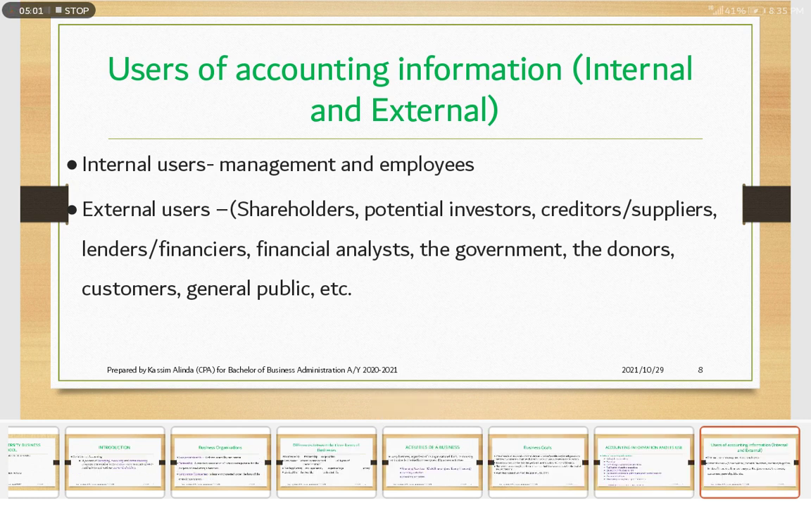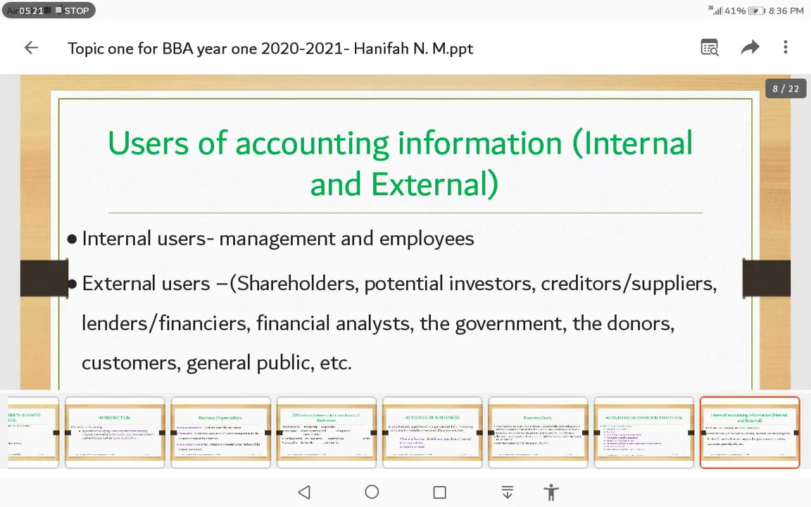Moving to another slide, we have the users of accounting information, the internal and the external. With the internal users, we have the management. They are interested in the financial position, to know if there is a loss or a profit. Then we have the employees, who are interested in the financial position to see their job security. Then we have the external users. With the external users, we have the lenders. They are interested in the financial position for collateral security.